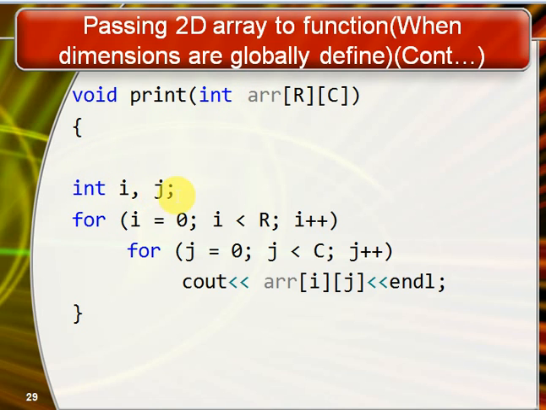Int i, j. i is a loop control variable to control rows of this array, and j to control columns of the 2D array. So i is equal to 0, i less than r, i plus plus, j is equal to 0, j less than c, j plus plus, and it displays the elements of the 2D array.